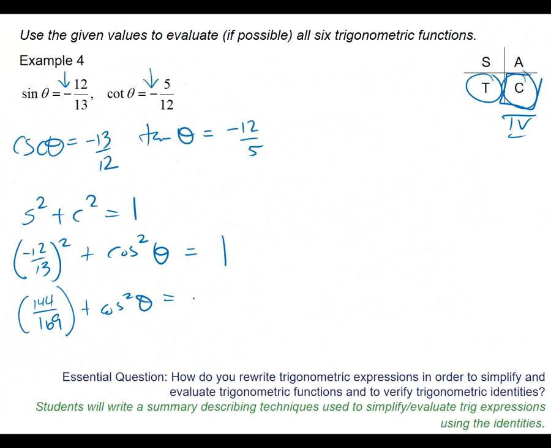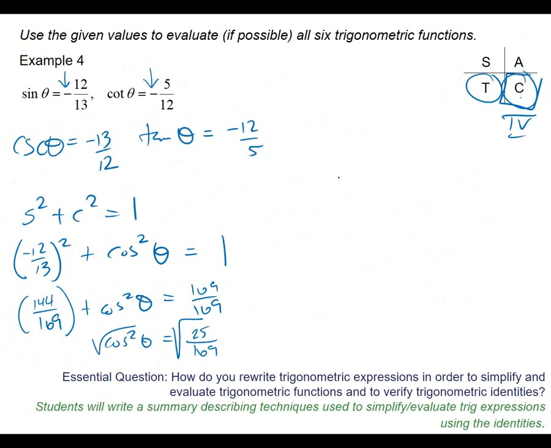Let's think about this before I write that. I know I have to move this over. What am I going to make the 1? When I move that 1, when I subtract the 144, what do we get? 25 over 169. Do the square.